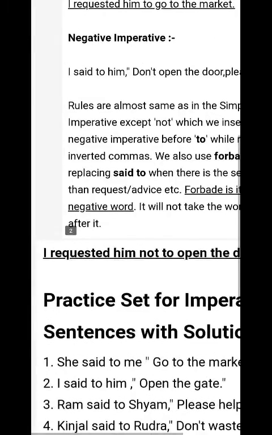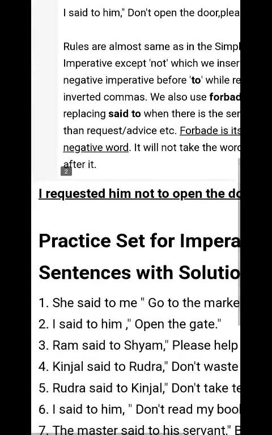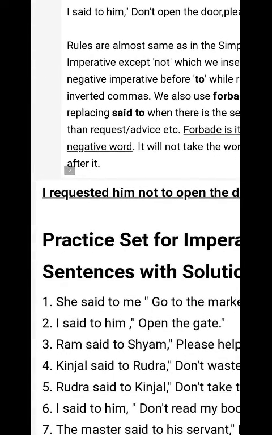Now after that it is written, I requested him not to open the door. Suppose someone is telling you, "Please don't open the door." So you have to write that he requested me not to open the door. Here you cannot write forbade, because please is there. Whenever you find direct speech beginning with please, try to convert the reporting verb into requested. If it is negative, you write "not to". If it is affirmative in sense, you write "to". That's how the whole thing is going to be.